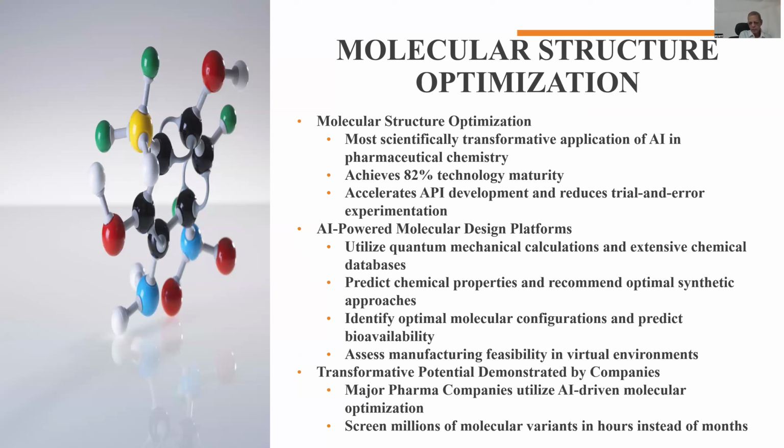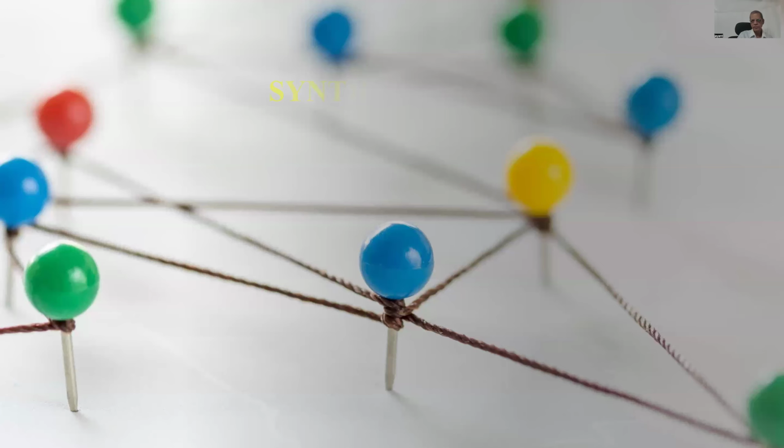The transformative potential is demonstrated by companies where major pharma companies are now utilizing AI-driven molecular optimization. It screens millions of molecular variants in hours instead of searching for months together. That is where we get the mileage, we get a time reduction, and that helps in reducing drug discovery processes.